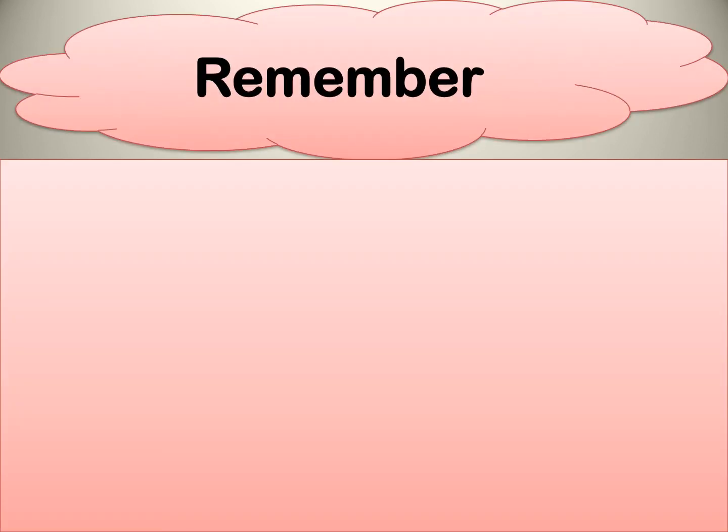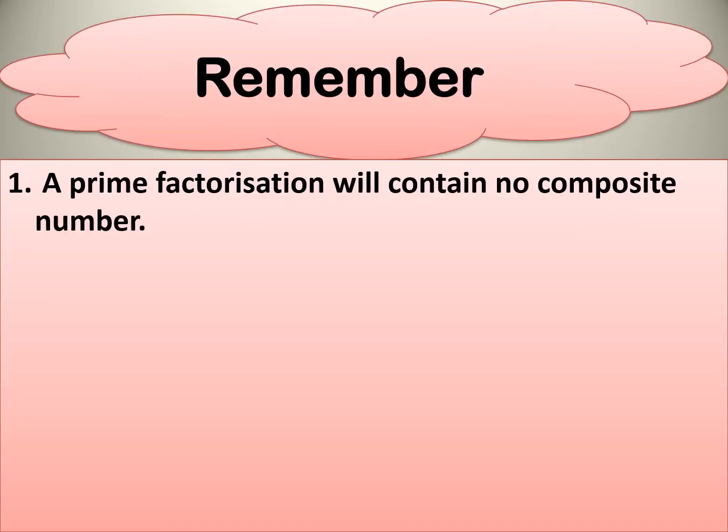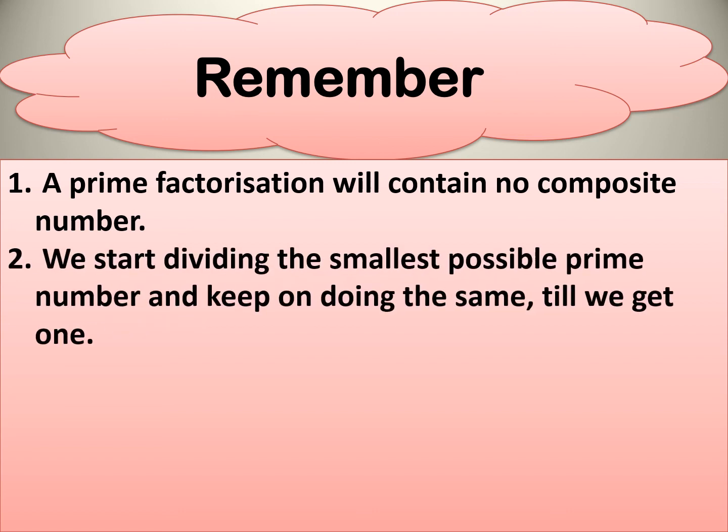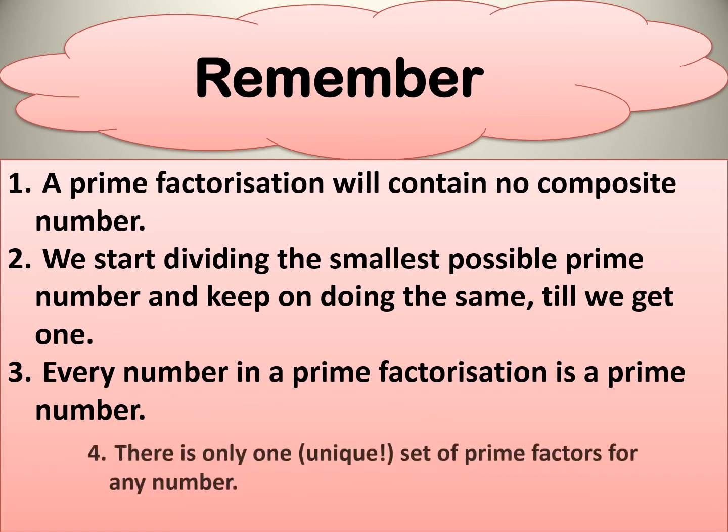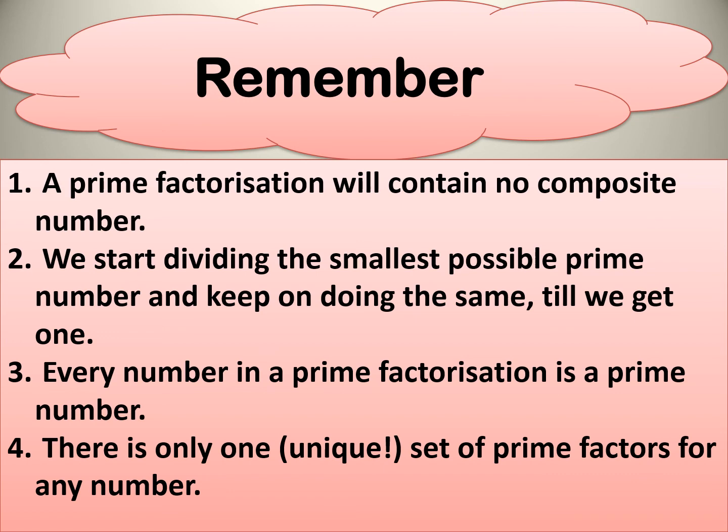Remember some important points. Number 1. A prime factorization will contain no composite number. Number 2. We start dividing by the smallest possible prime number and keep on doing the same till we get 1. Number 3. Every number in a prime factorization is a prime number. Number 4. There is only one set of prime factors for any number.